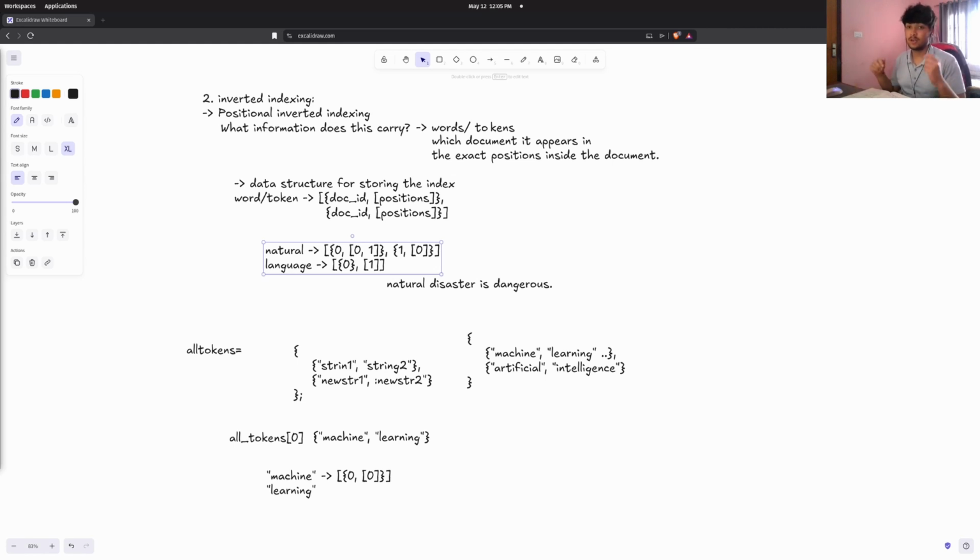So in this video, we are going to see how I implemented TF-IDF scoring. We are going to look at the code and understand it with some examples.